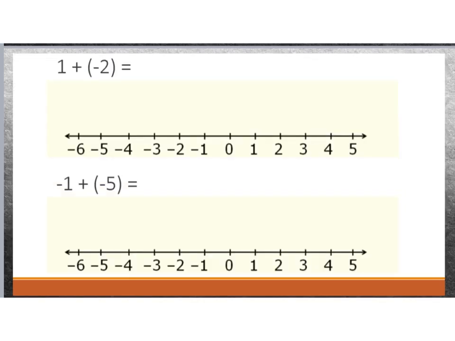Okay, for this next one, we're starting on +1. And since our second number is a negative, we're going to move in the negative direction 2 spaces, 1, 2, which gives us our answer, which is -1.